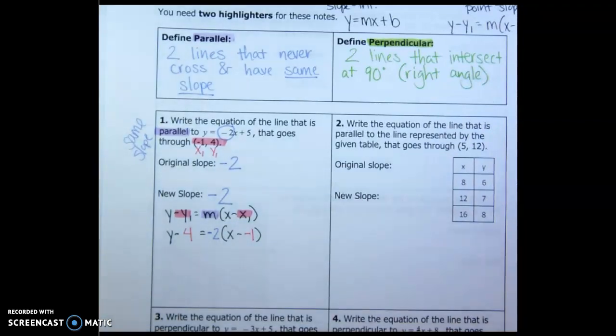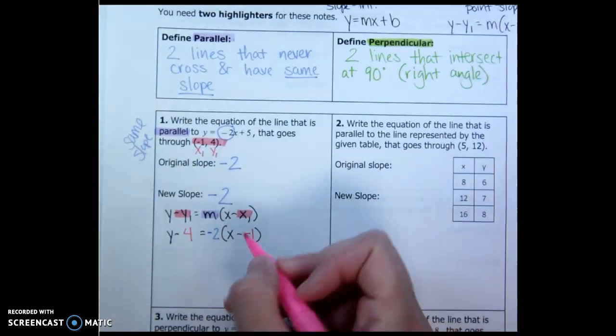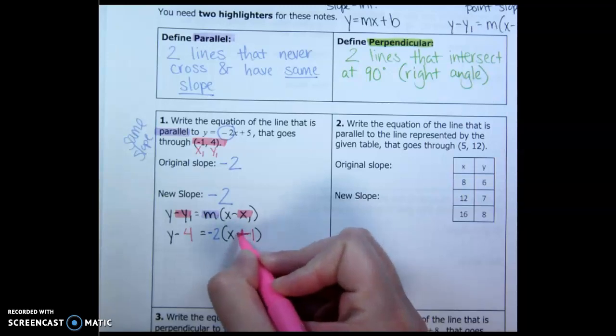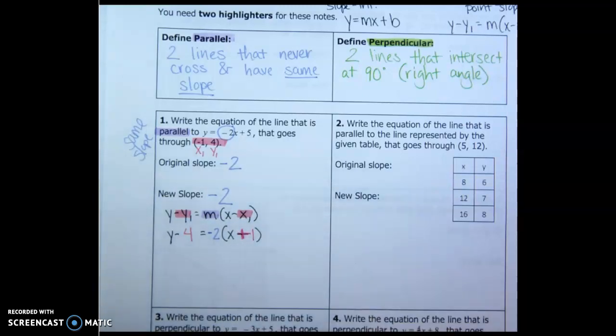Miss Smith, I can't subtract a negative. It becomes a positive. You're right. So we have y minus 4 equals negative 2 times x plus 1. Fantastic. That's point slope form. However, we never finish anything in point slope form because it's ugly. We don't like it. So we're going to distribute.